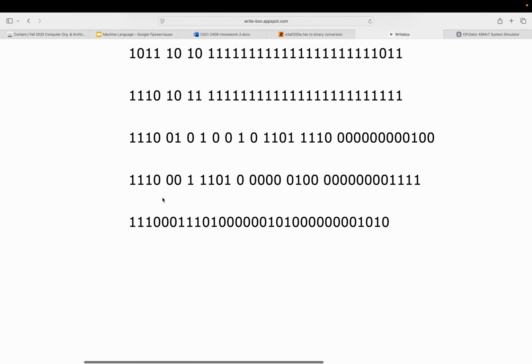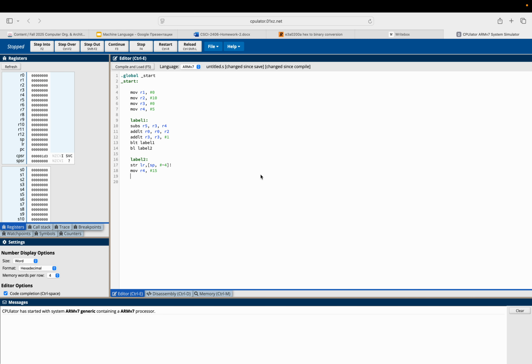Again, it's gonna be no condition, data processing, immediate value present, and command is gonna be move. But the only difference here is that instead of R4, we are gonna have R5, and it's not 15 here, it is 10. Yes, so let's write it down. We are writing move R5 and 10. Again, so we basically load the value 10 into R5.